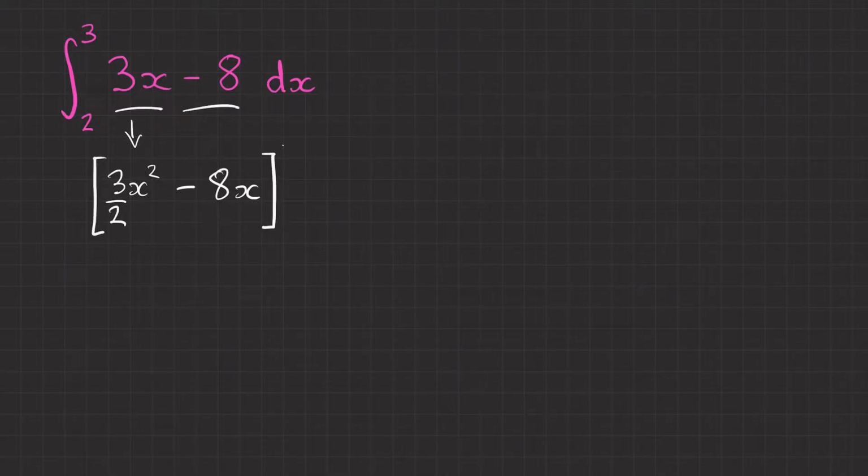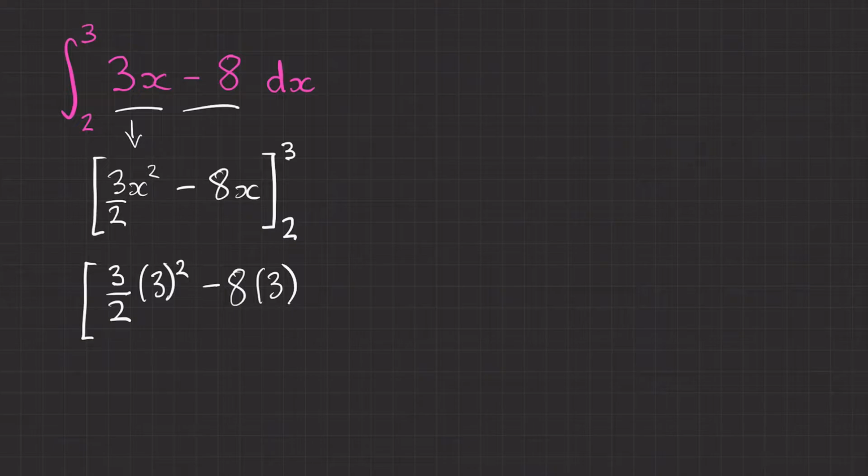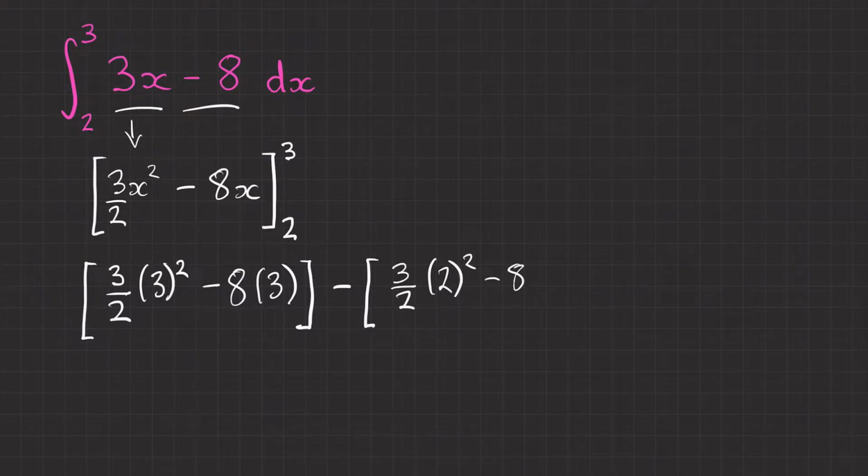And this is bounded between the points 3 and 2. If you're wondering where plus c is, I'll explain that in a moment. So as it's bounded by 3 and 2, what this means is all of this will substitute 3 in for x, and then we'll take away all of this when we substitute in 2. So firstly, I'm going to write it out in full. So we've got 3 over 2 lots of 3 squared minus 8 lots of 3. Minus, now we're substituting 2 into the expression, so we've got 3 over 2, 2 squared minus 8 lots of 2.